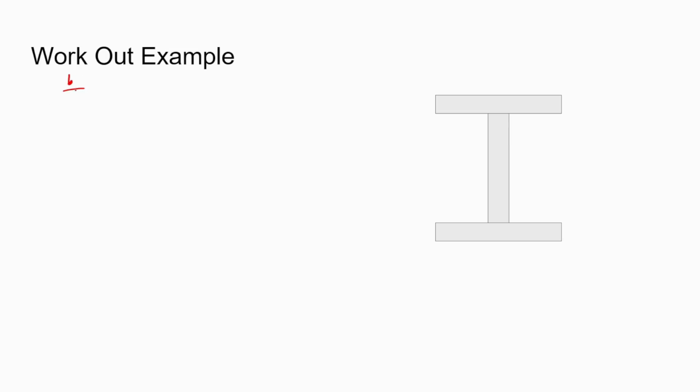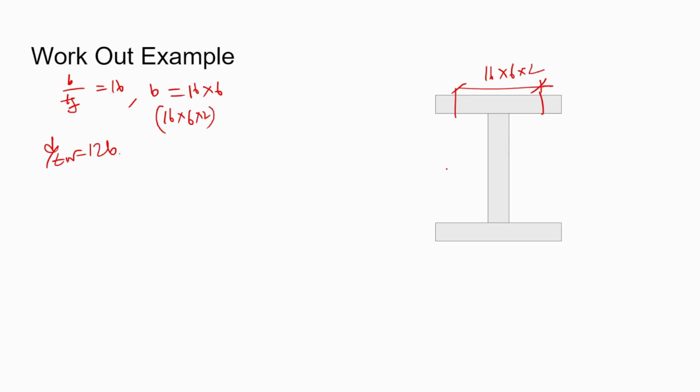So our B by TF allowable is 16. So B is coming as how much? Yes, B is coming as 16 into 6, right? So total width here is coming as 16 into 6 into 2, and full depth here, D by TW is 126, so we will use the complete depth, that is 375.